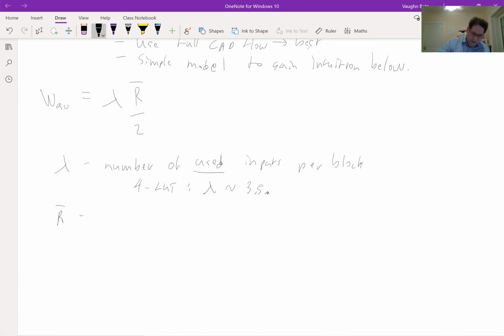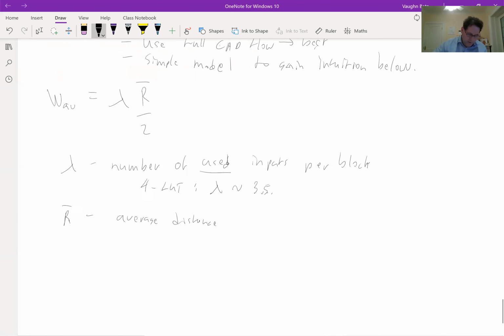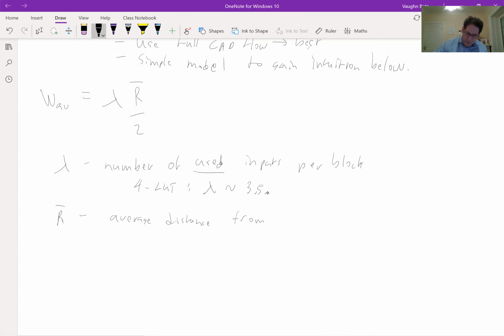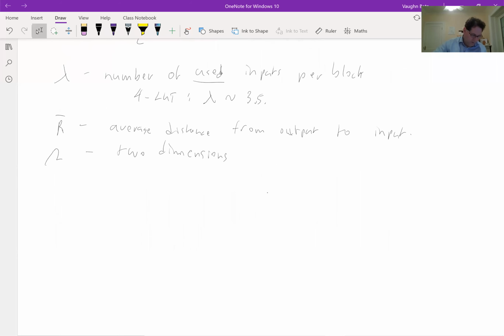What's R bar? R bar is the average distance that we have to travel to go from the output of a block to the input of the block it's trying to drive. Okay, so from output to input. And divided by 2 comes from the fact that there are 2 dimensions. Okay, so let me show you what I mean by that.